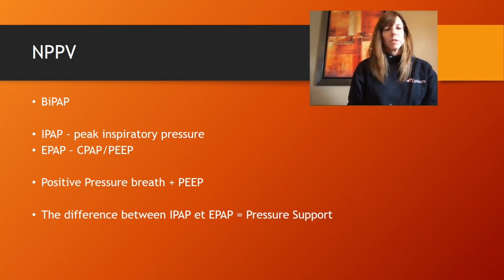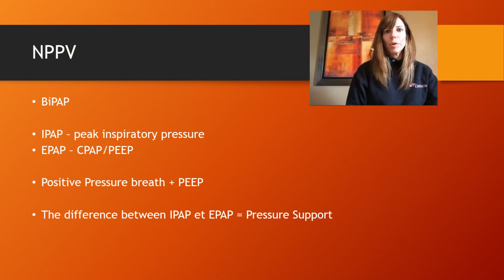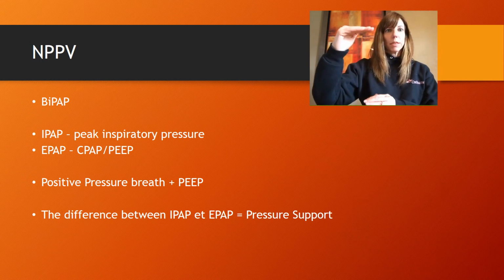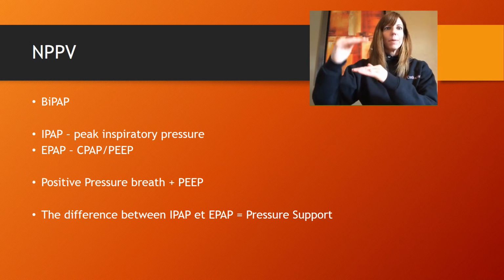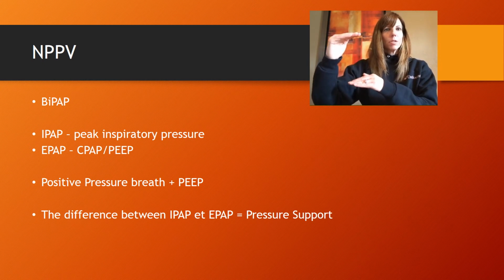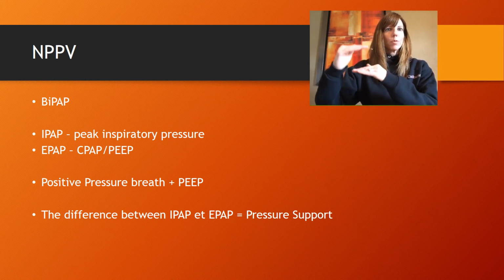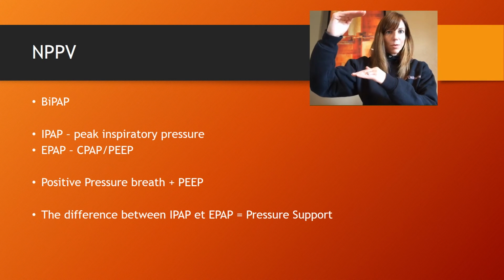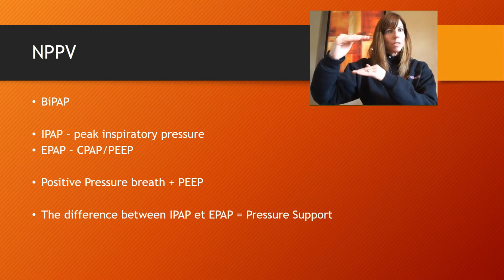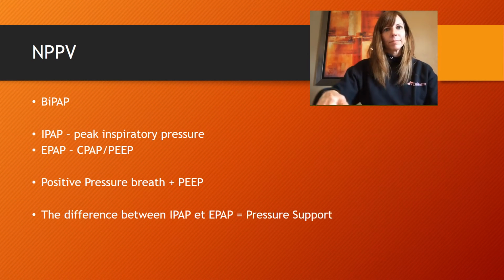Why do we care what the difference is? Because the more pressure support somebody has, the more CO2 you're blowing off. Again, the difference between the IPAP and the EPAP is how big that tidal volume is. So in essence, we're saying the bigger the pressure support, the bigger the tidal volume. The bigger the tidal volume, the more CO2 we're blowing off. If we decrease that IPAP, we're decreasing the pressure support, we're decreasing the CO2 that's going to be blown off.